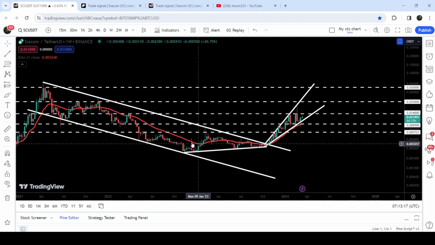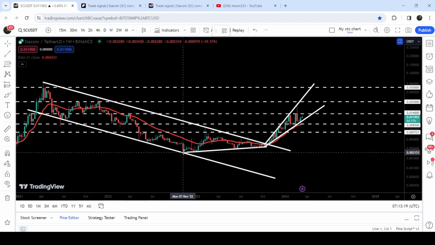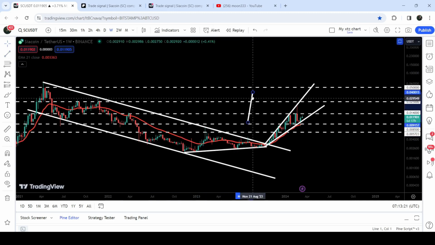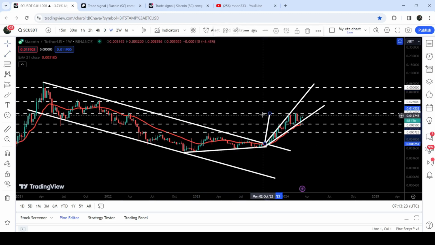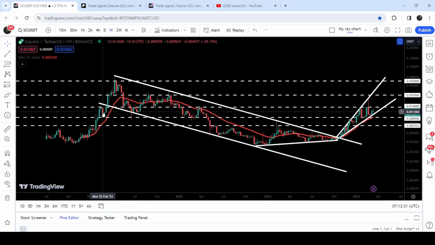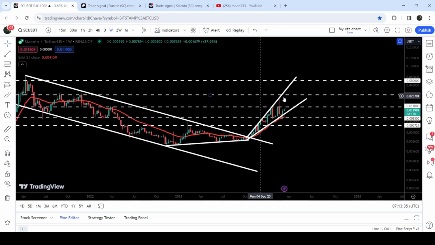Finally, we broke out of the resistance of this triangle, and the target for this breakout was here, exactly at this quite long-term resistance of 1.4 cents. You can see that the price got rejected by this resistance. This was quite a long-term resistance, by the way. Previously, it has been working as a resistance here, support here, and support here as well. And now again, it is working as a resistance.